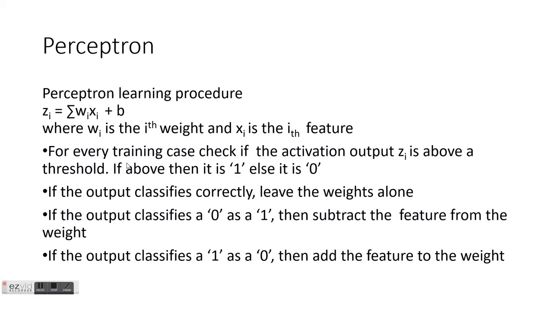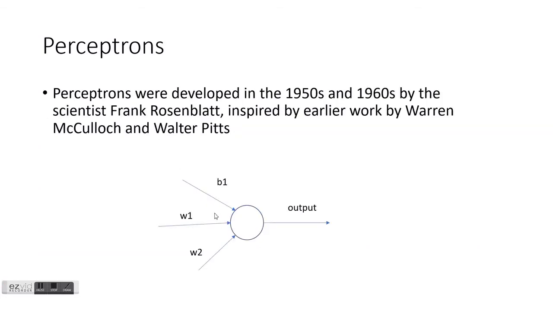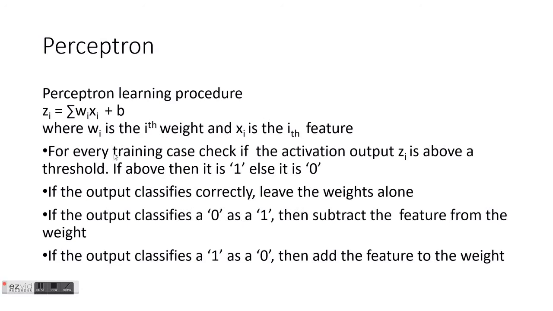So how the perceptron learns is we compute a linear activation Zi as the weighted sum of the inputs plus bias. Here we have a set of binary inputs xi, and we have weights. So for a set of binary inputs xi, we give them weights and then add a bias, and then we compute the linear activation. Now if this output Zi is above a threshold, then it is considered to be a 1. If it is below a threshold, it is considered to be a 0.